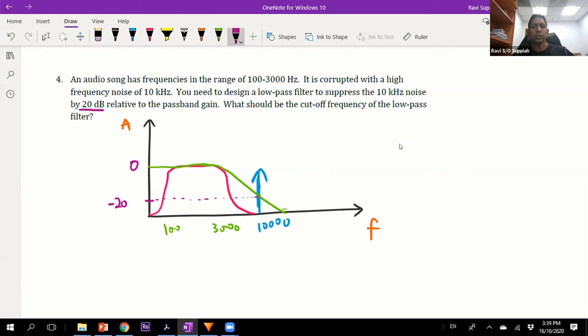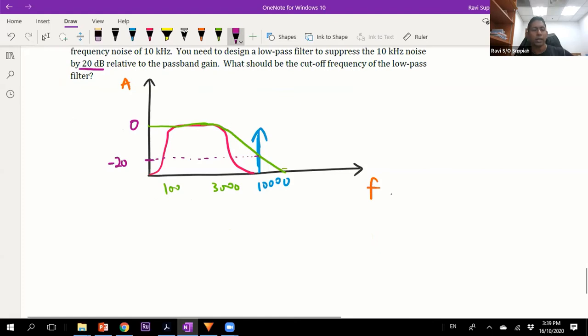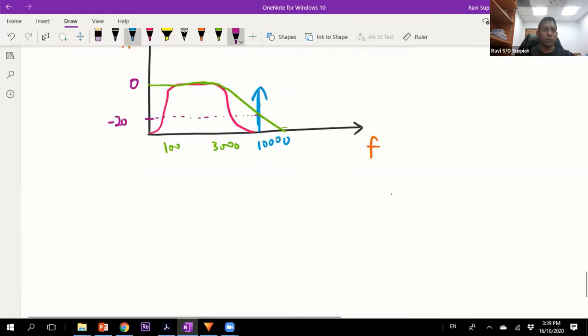So that is the graphical representation of what we want to achieve. We have a signal of 100 to 3000 hertz, we have a 10 kilohertz noise, and we are designing a filter. How do you design this cutoff frequency such that when it is rolling off, at the point where it touches the 10 kilohertz point, it should be minus 20 dB? Firstly, what does minus 20 dB mean? We know minus 3 dB is the half power. If I reduce by 3 dB, the power is half. How about reducing by 20 dB?